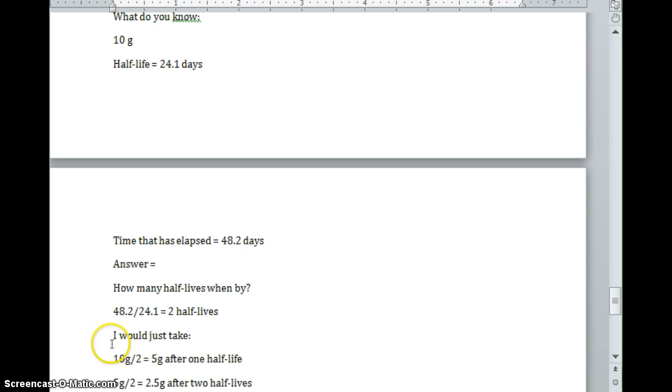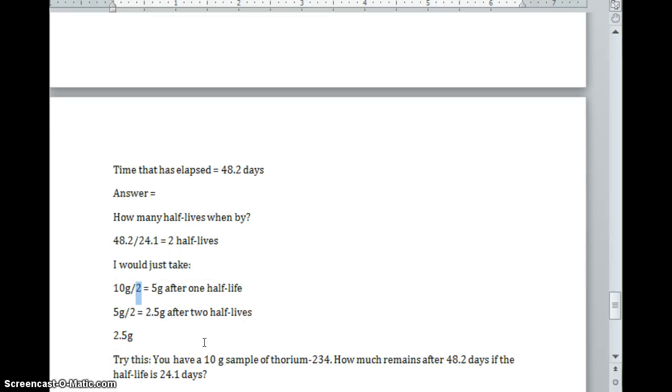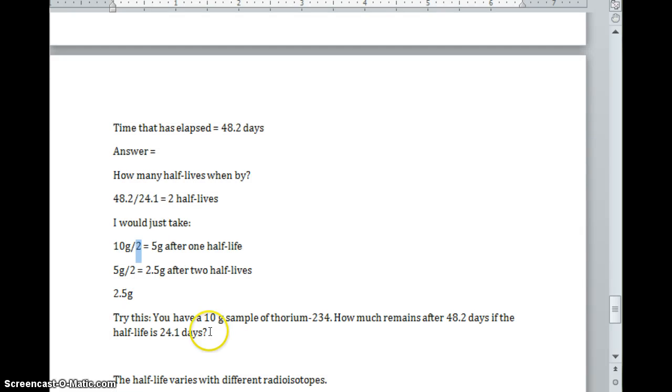Then what I would do is, they gave me 10 grams, divide it by 2. So after 1 half-life, it's 5 grams. Divide it by 2 again, and I know after 2 half-lives, there's 2.5 grams. So just divide it by 2 every time you have a half-life. So if I have 3 half-lives, divide by 2, divide by 2, divide by 2. If I have 4 half-lives, divide by 2 four times. Okay, I think it's easier. I don't care which way you do it.